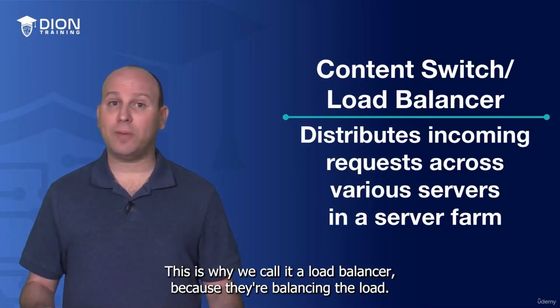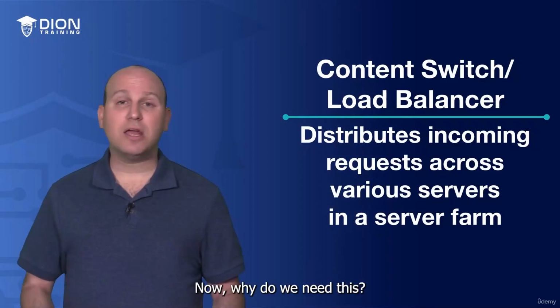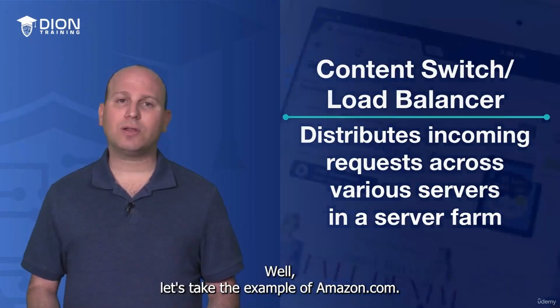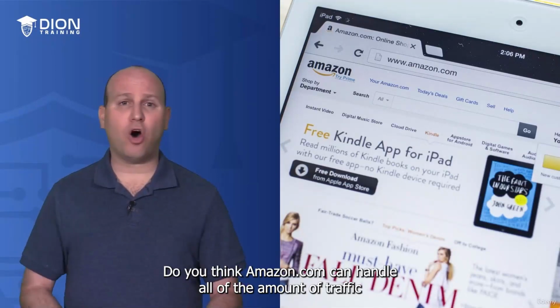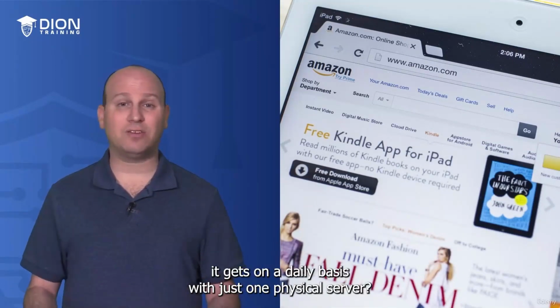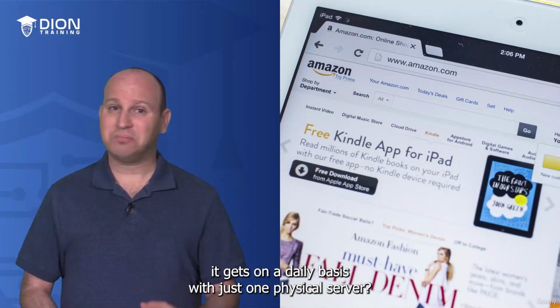This is why we call it a load balancer, because they're balancing the load. Now, why do we need these? Well, let's take the example of Amazon.com. Do you think Amazon.com can handle all of the amount of traffic it gets on a daily basis with just one physical server? Of course not.